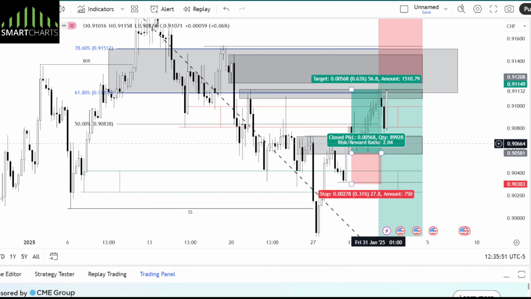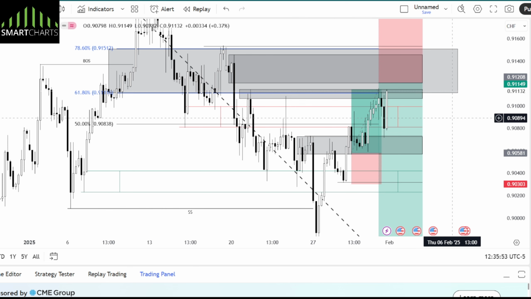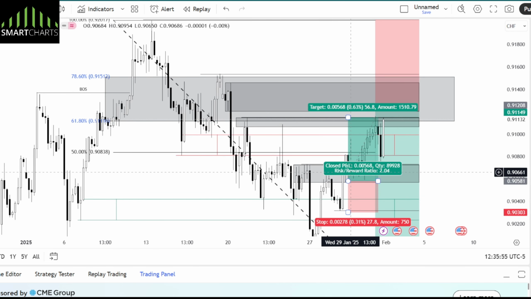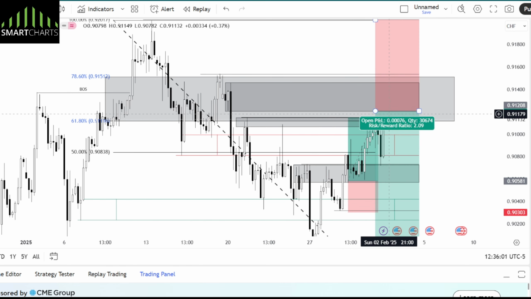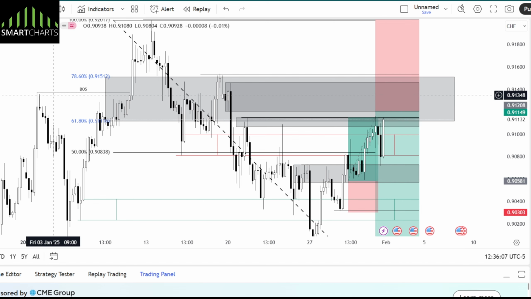Now I expect this market to come and take this liquidity, same way we took that liquidity on Euro USD. It pushes into this order block right here. As you can clearly see, I have marked out my optimal trade entry zone, 78.6 and 61.8. What do I expect?